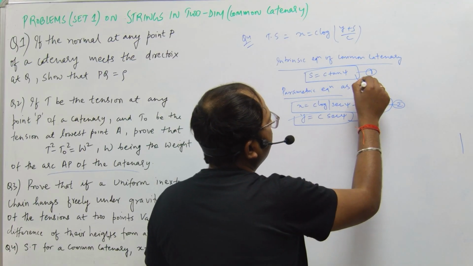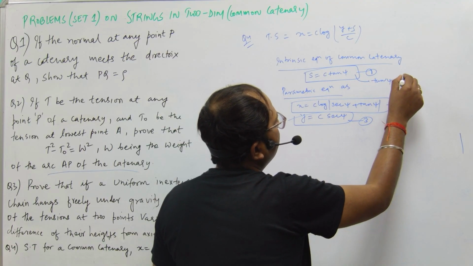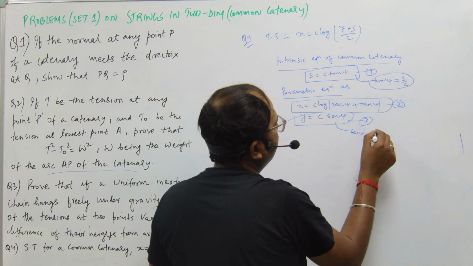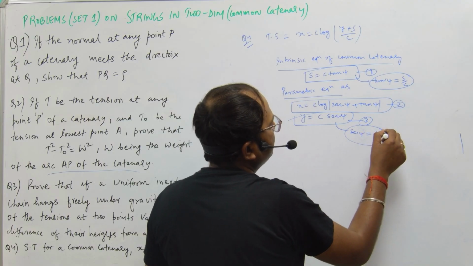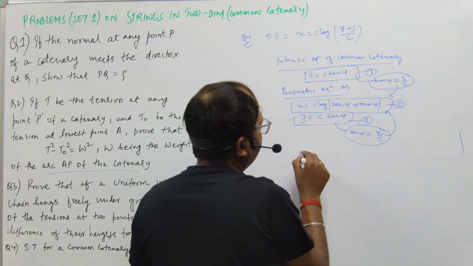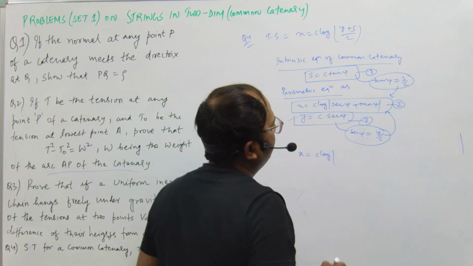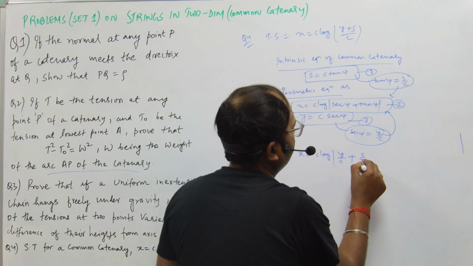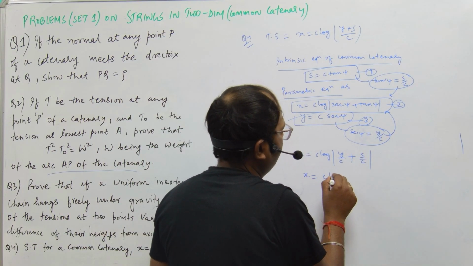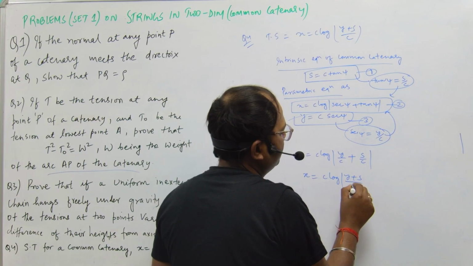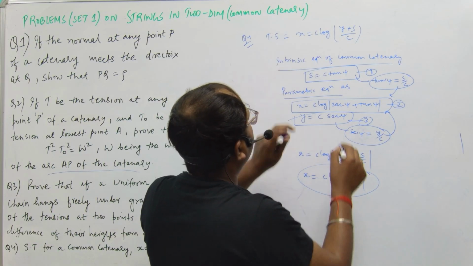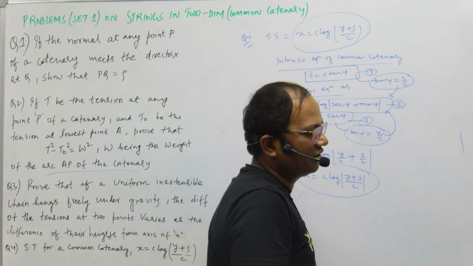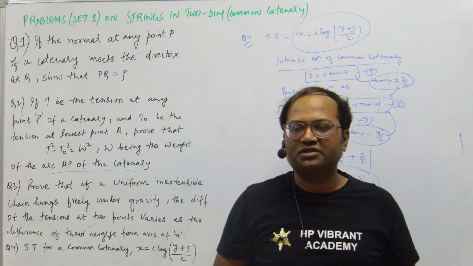From equation 1 we have tan psi is equal to s upon c, and from equation 3 we have sec psi is equal to y upon c. Let us place these values in equation 2. So x is equal to c log of (y upon c plus s upon c). So x is equal to c log of (y plus s) upon c. So this is what we had to show. We have discussed up to question number 4, and we will discuss further questions in the next lecture.